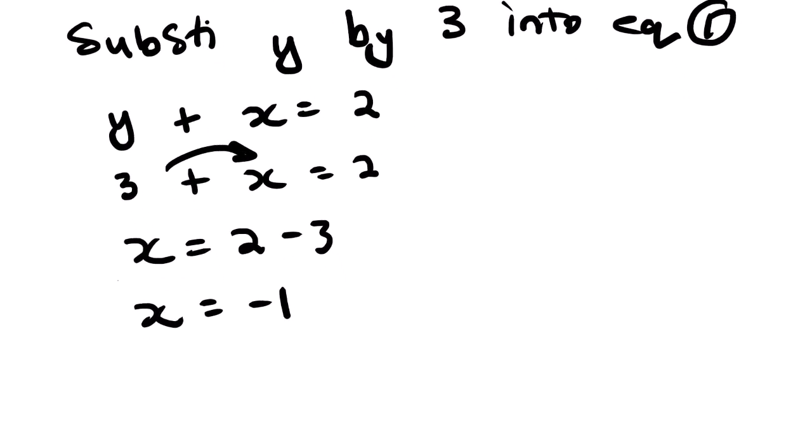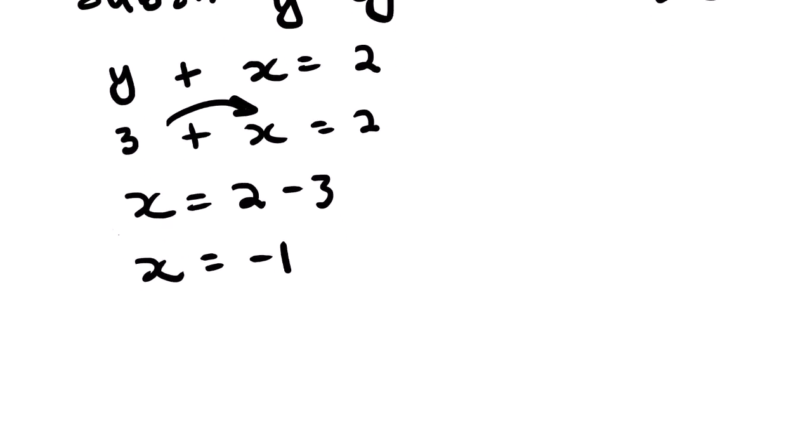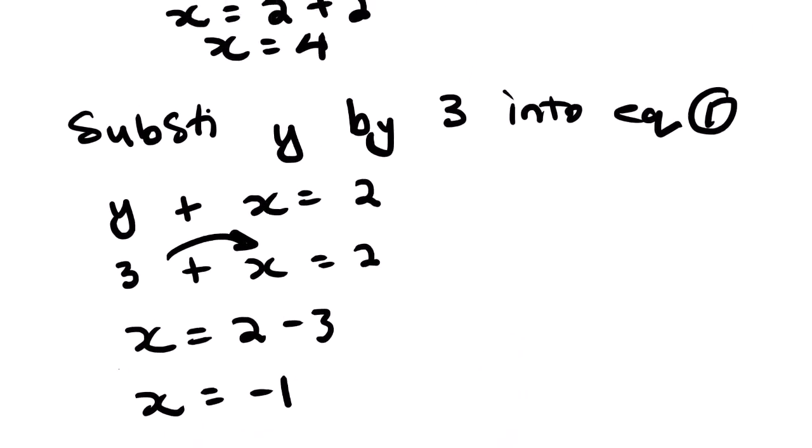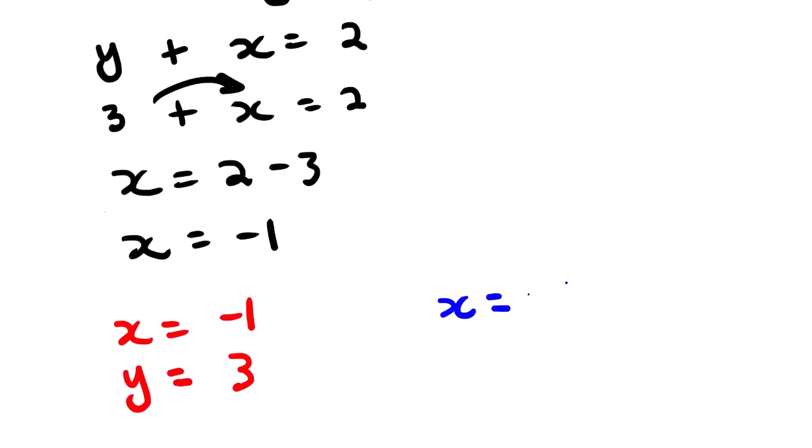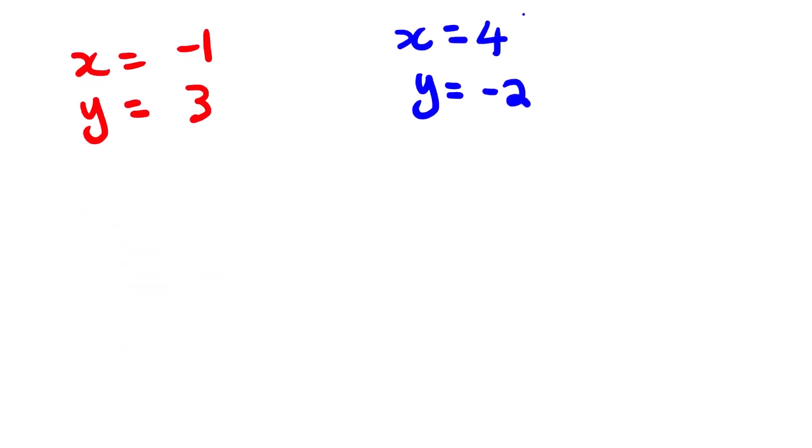So we have 2 sets of solutions. x is equals to -1, and then our y is equals to 3. The second set, x is equals to, what did we get? 4. And then y is equals to -2. These are the final answers.